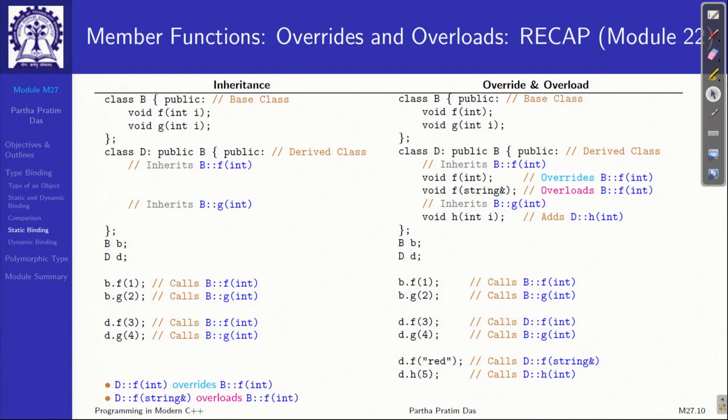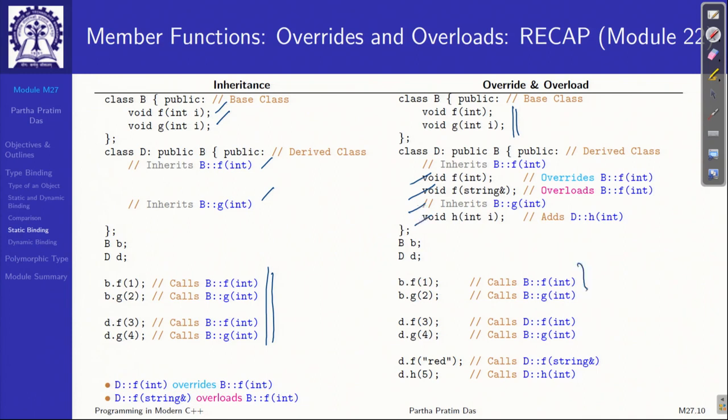Now, this is from module 22, I am asking you to go and revisit that. f and g are in the base class, they are inherited in the derived class, and naturally everything that you call from B or D is the base class function. Here you have f and g in the base class, you have overridden f here, same signature, you have overloaded f here, you have inherited g just like that, did not do anything with it, and introduced a new function.